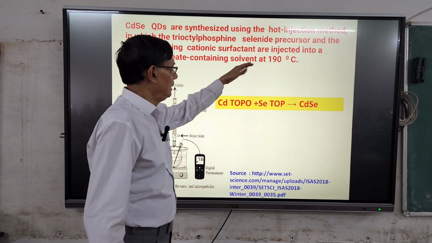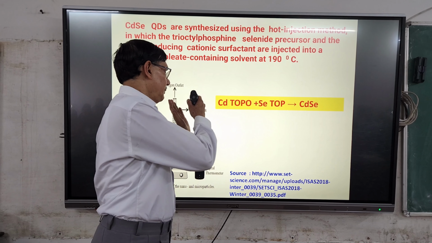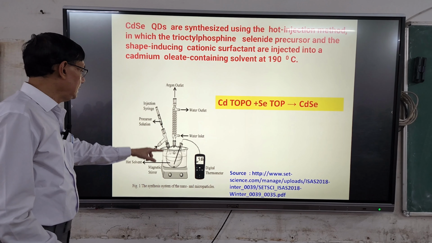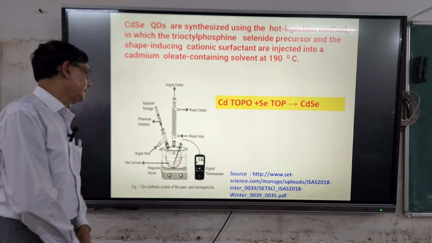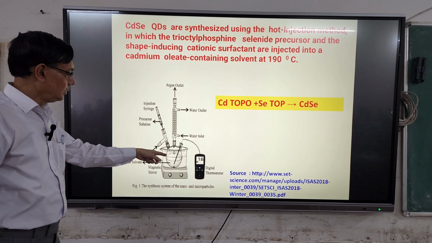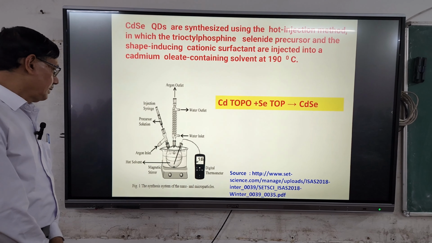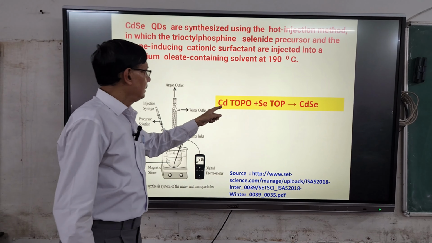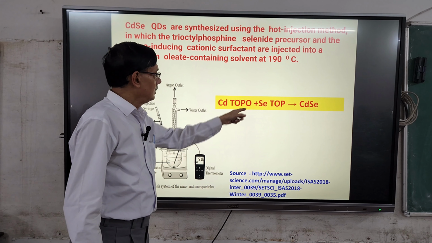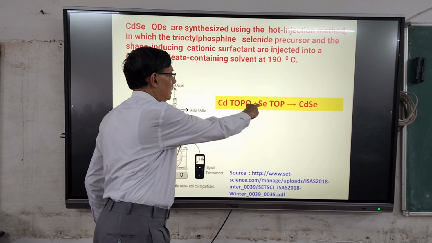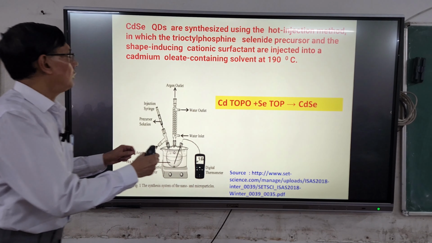Temperature is around 190 or 200. So you have seen that the temperature range is 100 to 200, like that. So this is the injection syringe and there is a hot solvent. This is a digital thermometer. Argon outlet, as I told you, an inert atmosphere is required, and I have taken this from here. Again, I have written the equation. So it is cadmium, of course, in TOPO solvent, selenium in TOP solvent.